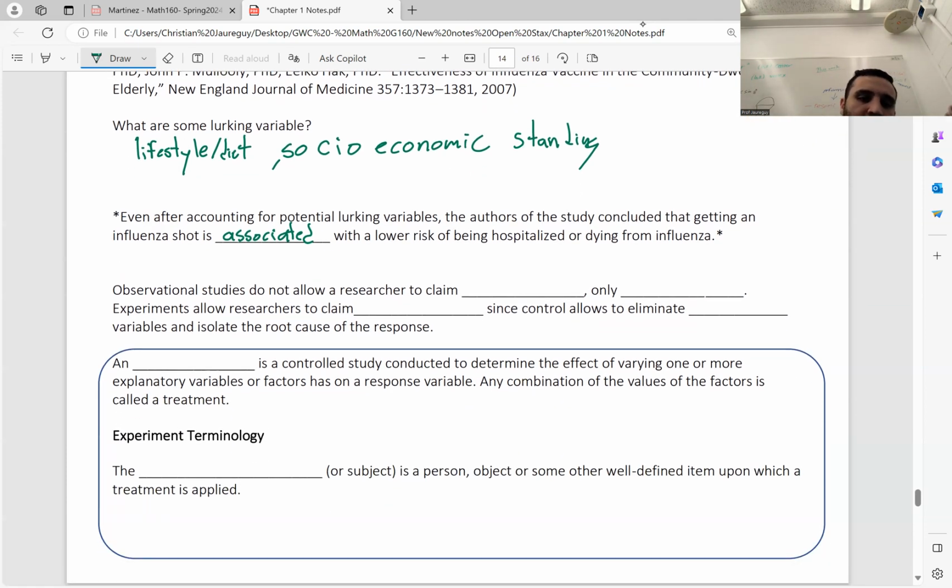So it will be a discussion that will further dive into the confounding of some real world studies that are published today. So here's the thing: observational studies do not allow a researcher to claim causation, only association.